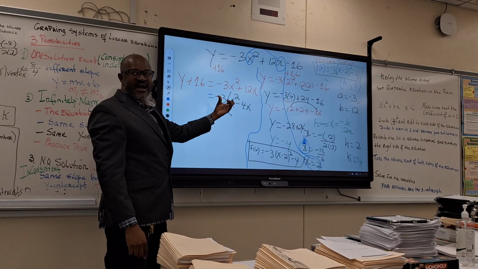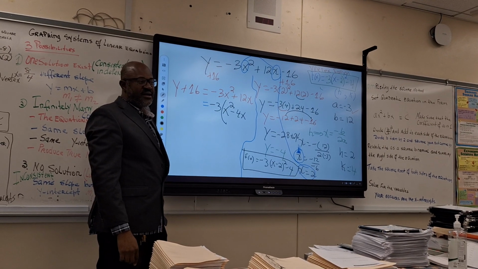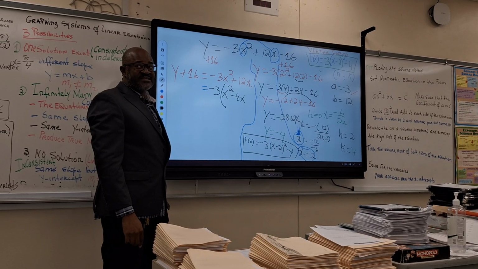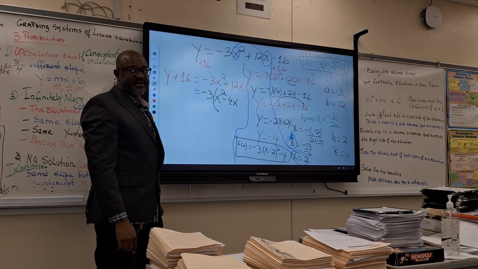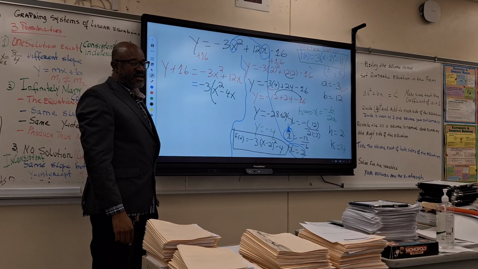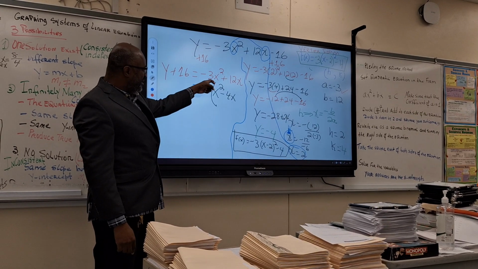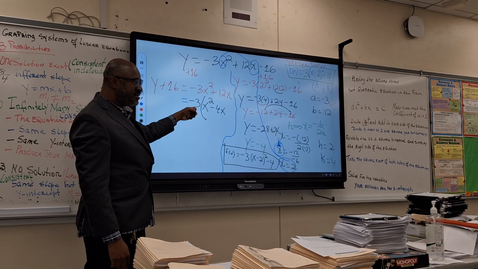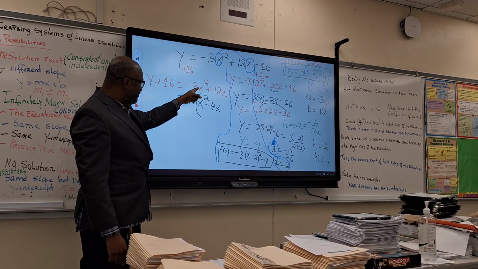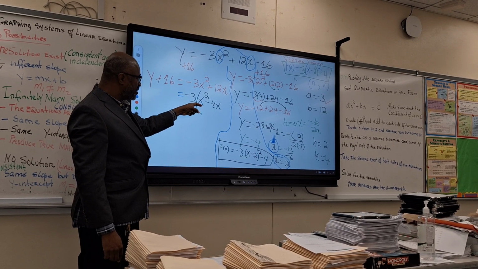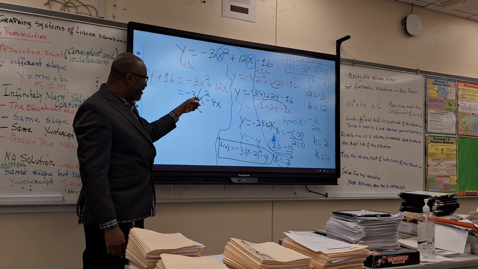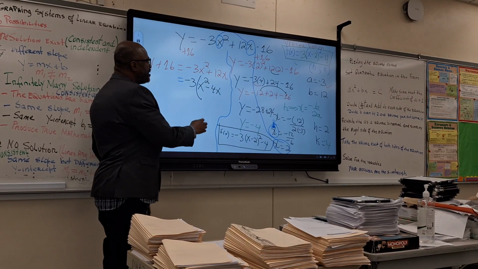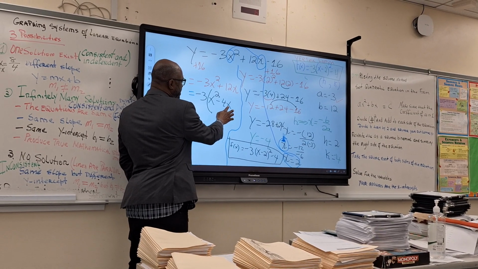We factor the negative 3 out. Remember, completing the square, a must be 1. If a is not 1, you cannot use the completing the square method. We need to factor this out. So when you factor this out, you take negative 3x squared divided by negative 3 to get x squared. You take 12x divided by negative 3, you get negative 4x. Then we can use the completing the square method now.